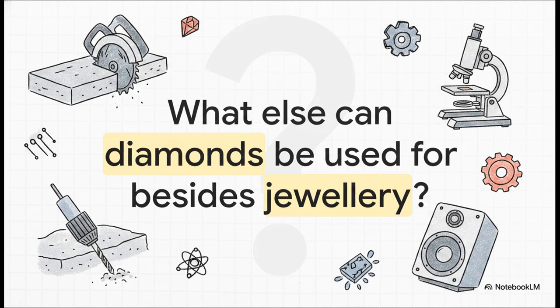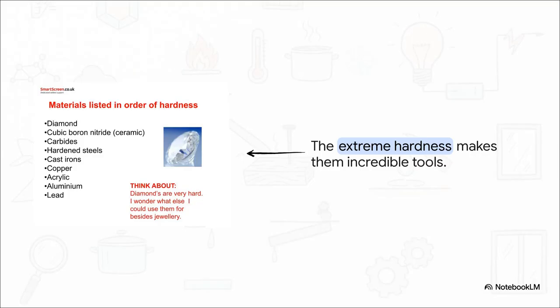Now, what's really interesting about this is how we actually apply that luxury gemstone to heavy, messy industry. Because of their absolute top-tier hardness, diamonds are frankly perfect for cutting, drilling, and grinding. Engineers will actually embed tiny diamond particles right into saw blades and drill bits so they can effortlessly cut through concrete, stone, and hardened steel. It's the ultimate industrial tool, and it's all thanks to that microscopic atomic arrangement we talked about.